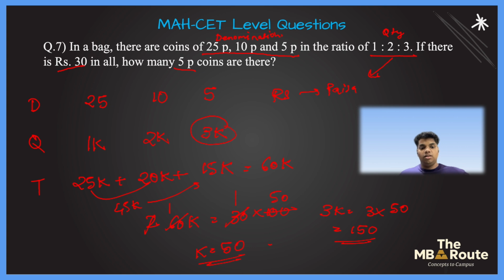This is a different type of question, but very easy. Always remember that coins have denomination and quantity. Just multiply them and you would get the total. Okay, let's move on to the next question.